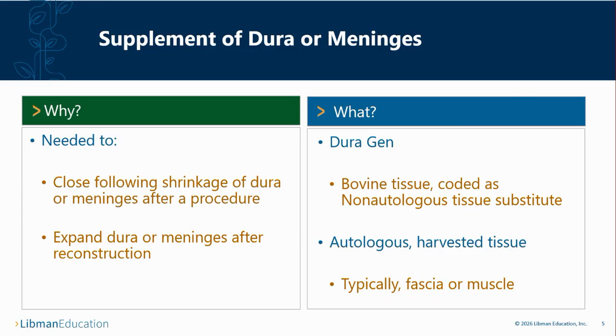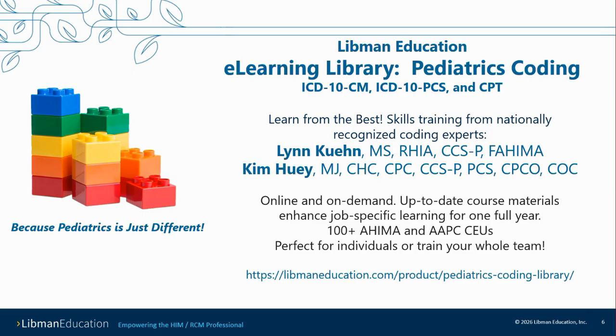They could also use a patient's own tissue for an autologous device that gets harvested. For this, they typically use fascia or a very thin layer of muscle to repair the dura depending on where the defect is. This is just one of many subjects that I teach on pediatrics.